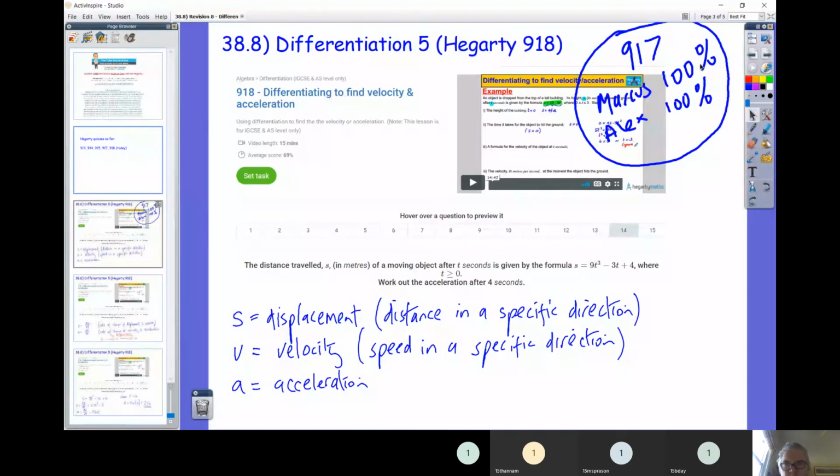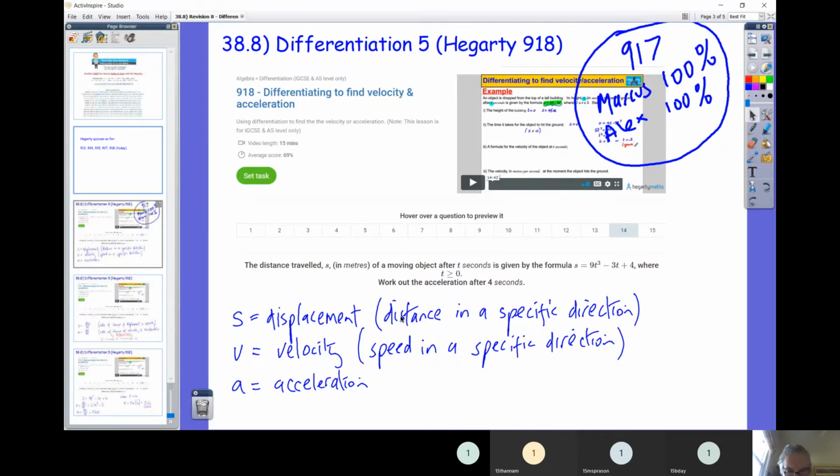Today's differentiation lesson, as we've touched on before, is very much relating differentiation to real life. So we're moving from displacement. Just to remind you, displacement is really just the distance you've traveled in a specific direction. So s is displacement, the distance traveled.